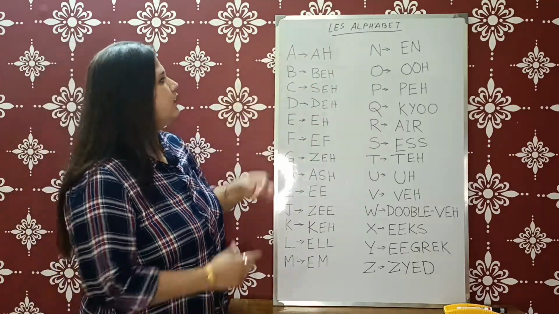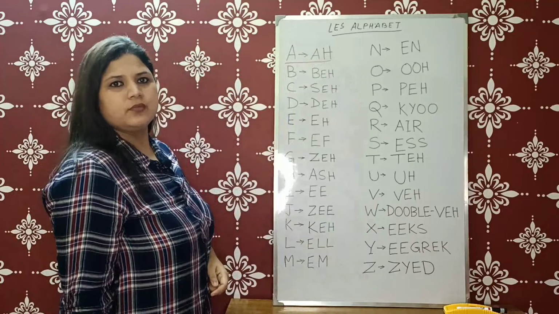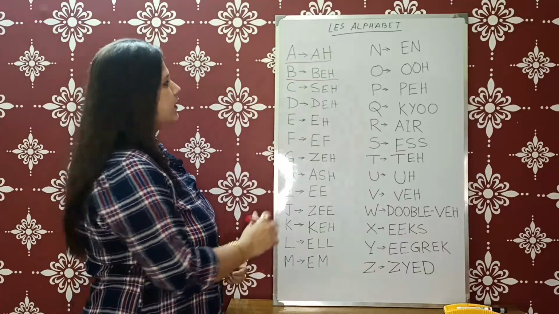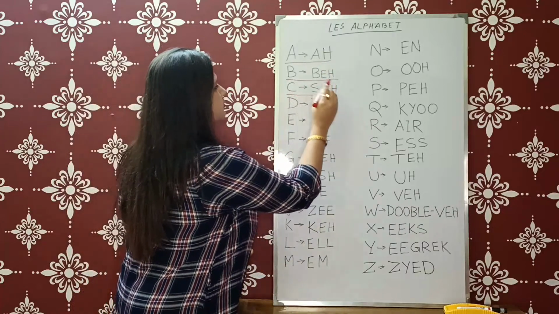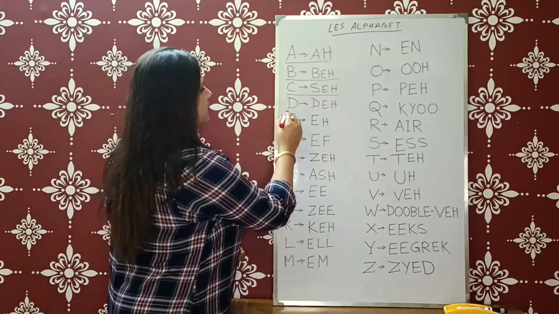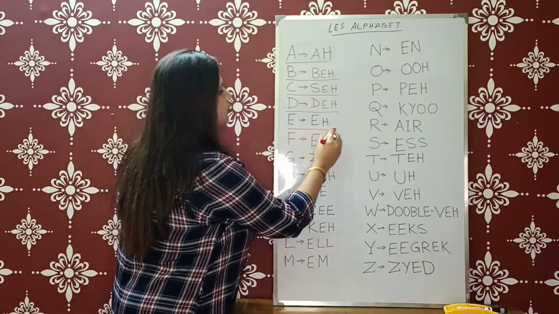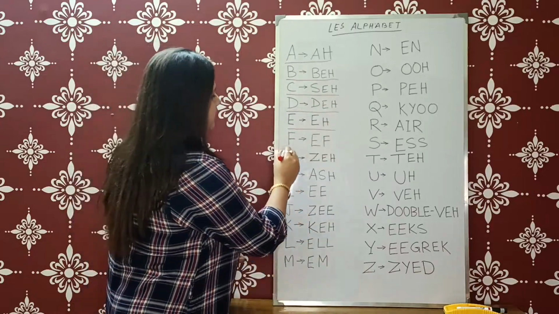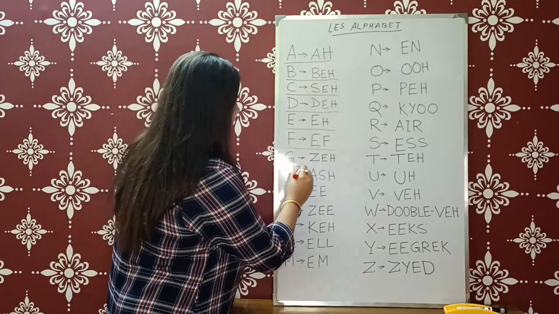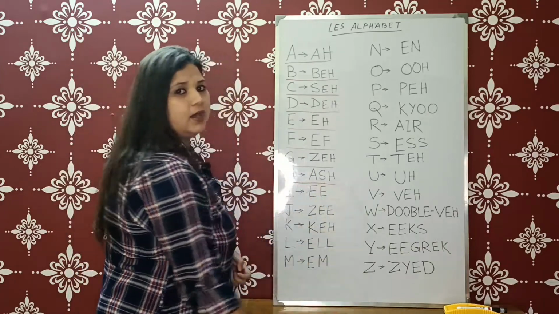A. That is A. Okay. B. C. Don't worry, I will repeat once again for you. Okay. D. E. F. G. H.